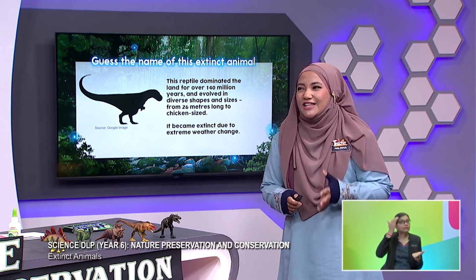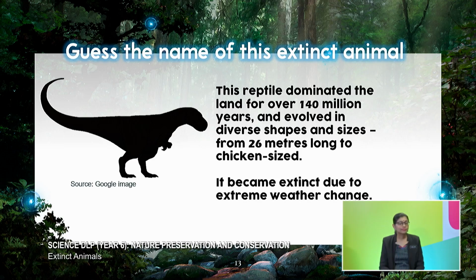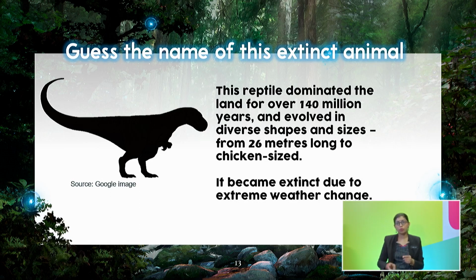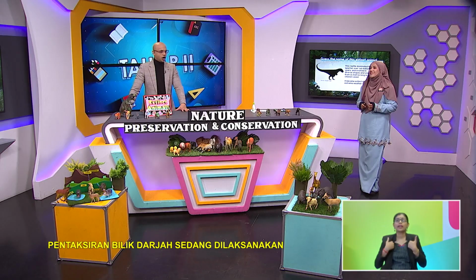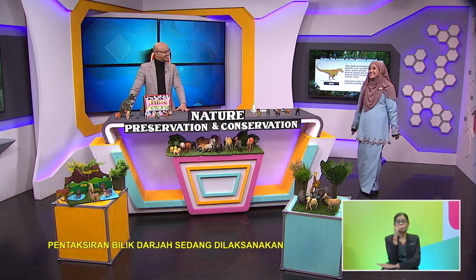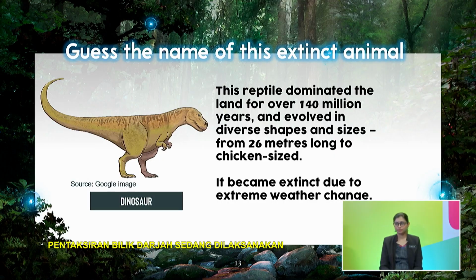And the next one, this is really simple. It's a reptile that dominated the land for over 140 million years. The biggest size that we found was 26 meters long, and the smallest ones are chicken-sized. It became extinct due to extreme weather change. So what is this animal? I think it is a dinosaur. Of course, too easy. Yes, it's a dinosaur.